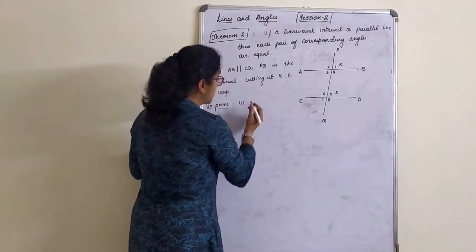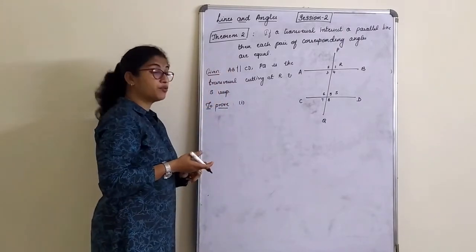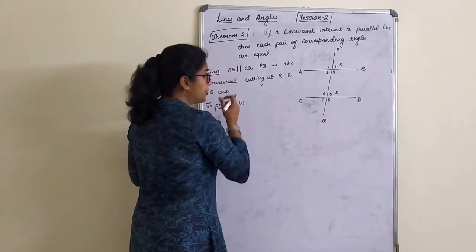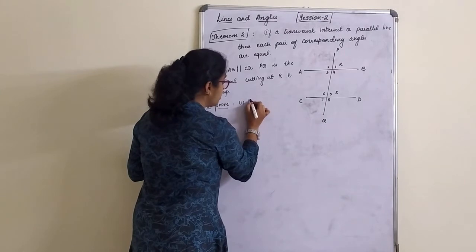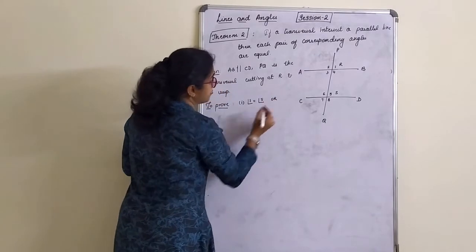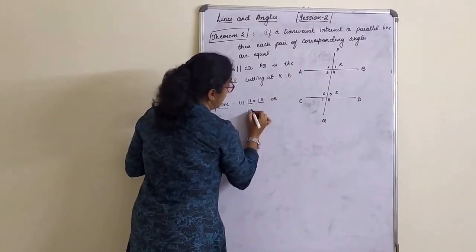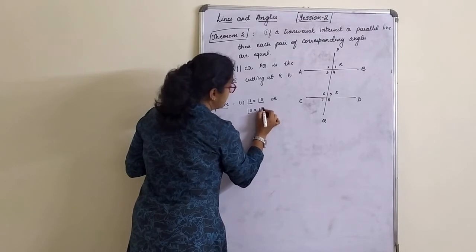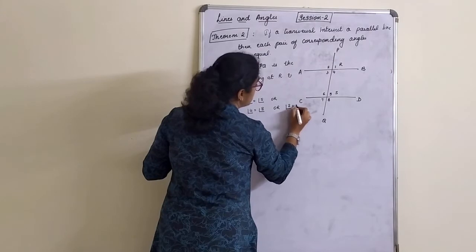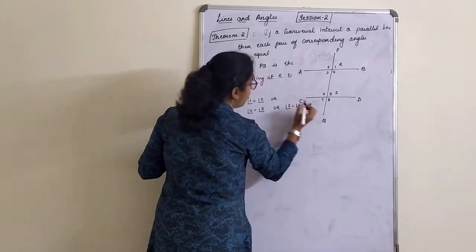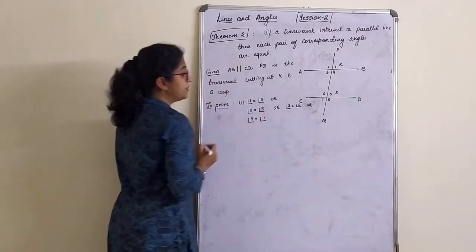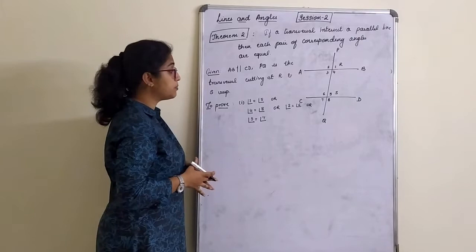Now read the corresponding angles. Now how many pair of corresponding? You have to name all the pair here, but only prove one pair. Whichever you want, you can prove. So I'm going to name all the pairs. Angle 1 is equal to angle 5, or angle 4 is equal to angle 8, or angle 2 is equal to angle 6, or angle 3 is equal to angle 7, right? These are the pair of corresponding angles.